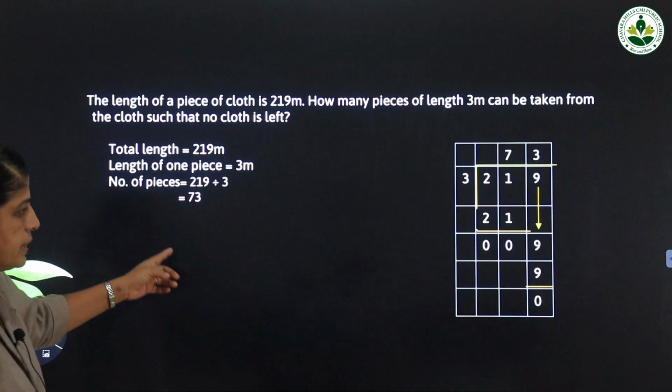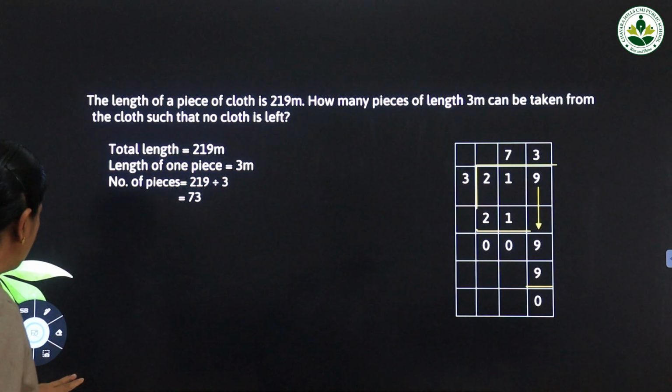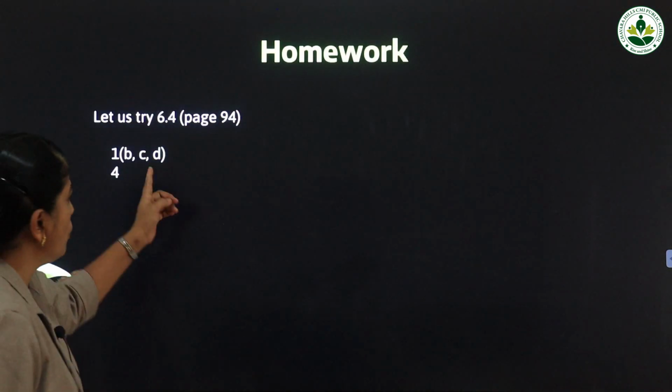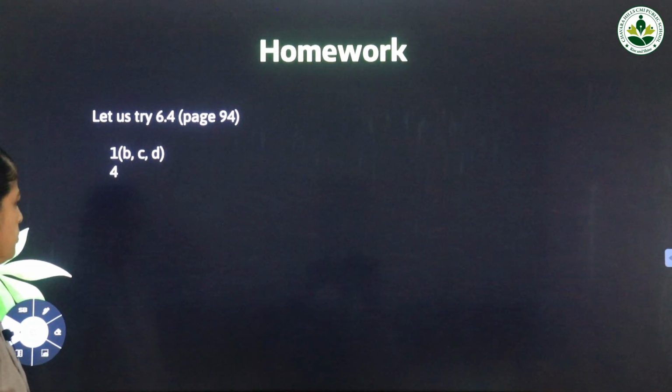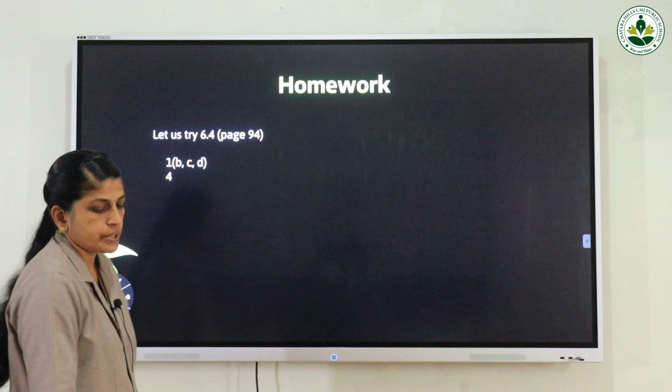And you have to do this in the notebook. And some homework. Let us try 6.4, page number 94, 1, B, C and D, and question number 4.